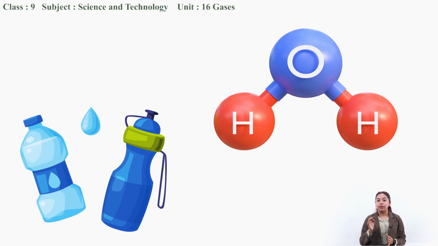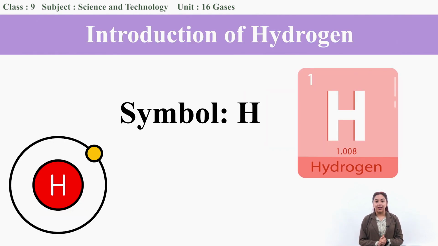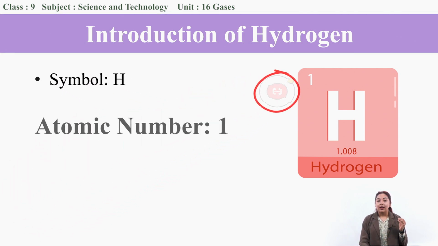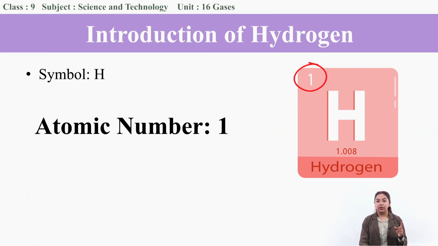The molecular formula of water is H2O, in which you can see that there are 2 atoms of hydrogen combined with 1 atom of oxygen. That's why the study of hydrogen is very important. Now let us introduce hydrogen. Hydrogen is an element which is represented by the symbol H. The atomic number of hydrogen is 1.